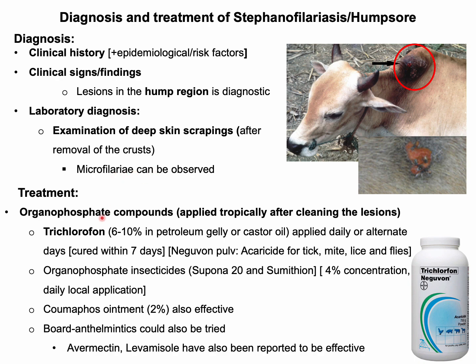Organophosphate compounds are used for the treatment of Stephanofilariasis or Humpsore. First, it is required to clean up the lesions, and dichlorvos mixed with petroleum jelly or castor oil should be applied to the lesion daily for 7 days. Other organophosphate insecticides can also be used locally. Broad-spectrum anthelmintics can be used to kill the worms, and depending on the severity of the lesions, topical application of antibiotics can also be suggested.